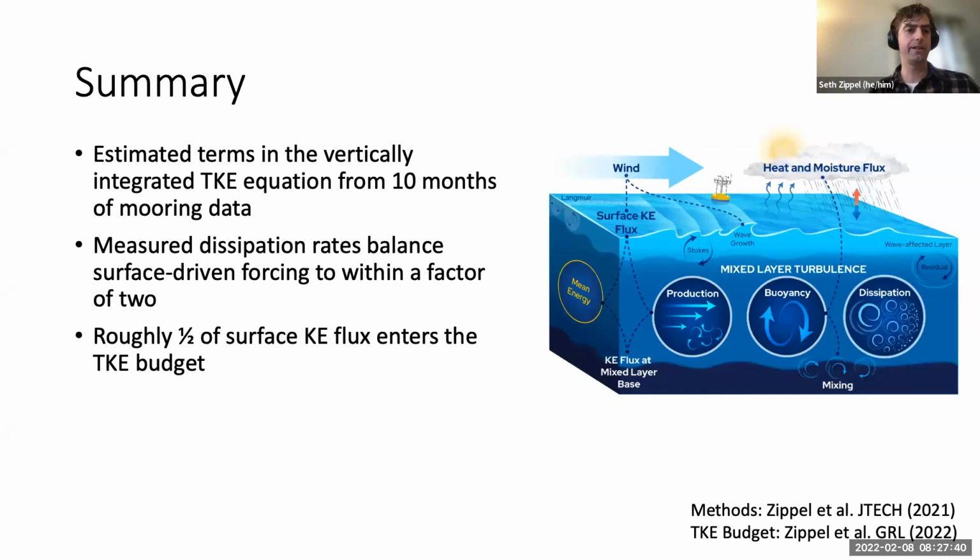As a quick summary, we estimated terms in the vertically integrated TKE equation from 10 months of mooring data, including these novel estimates of TKE dissipation rate, and these measured dissipation rates balance the surface-driven forcing with a simple linear decaying shape function to roughly within a factor of 2. And this is as good as we think these dissipation rates are getting right now. This is somewhat consistent with when folks compare epsilon to other estimates of epsilon, they come up with this factor of 2 in the mean error.